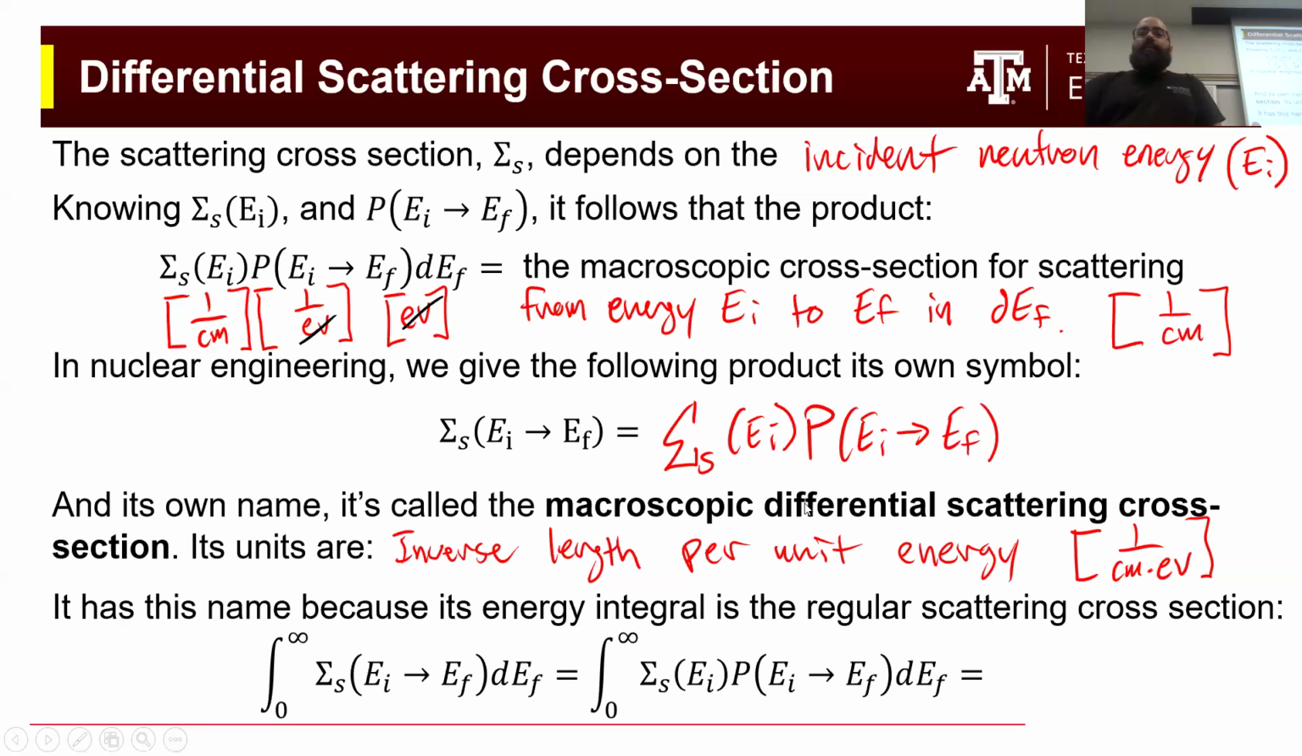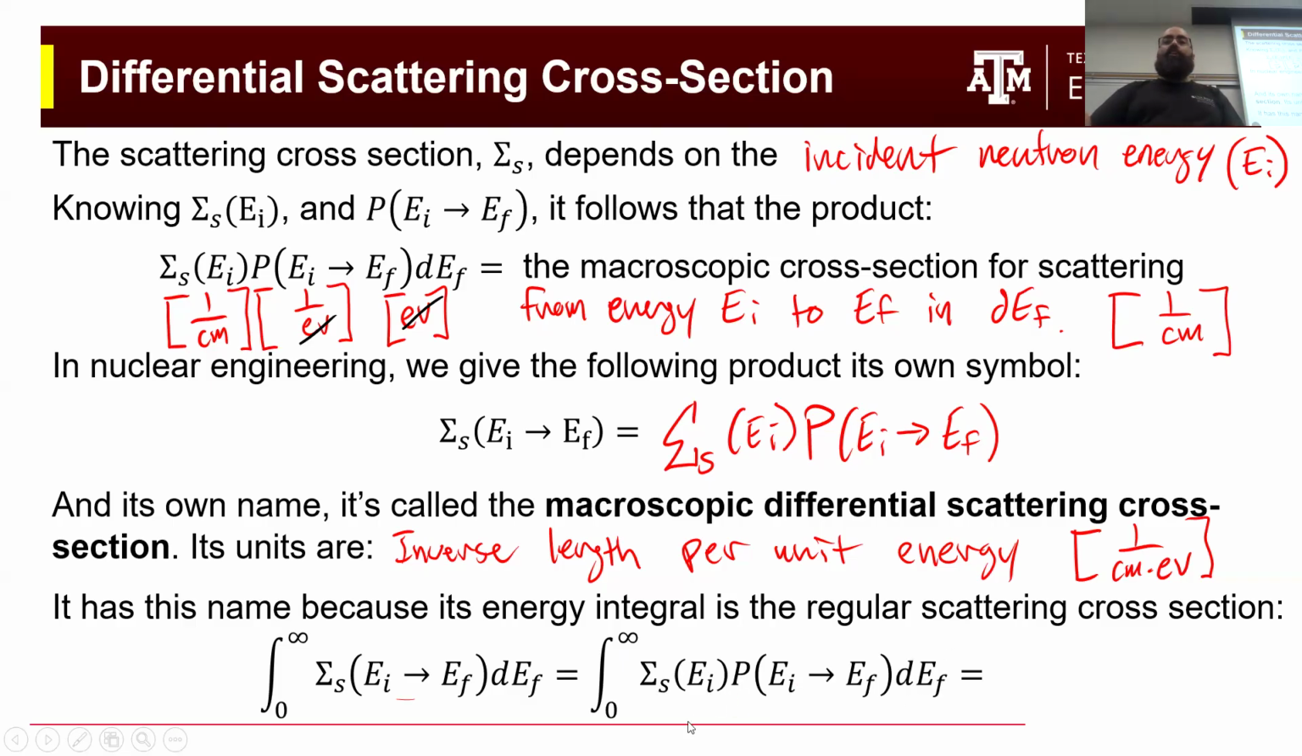The name, differential scattering cross section, might sound scary or confusing, but it makes sense if you think about what I would get if I took sigma s from EI to EF and integrated it over the entire energy range. I'm using this definition, rewriting the differential cross section in terms of the scattering cross section and that probability density function, integrated over the final energy DEF, where DEF is the final energy.